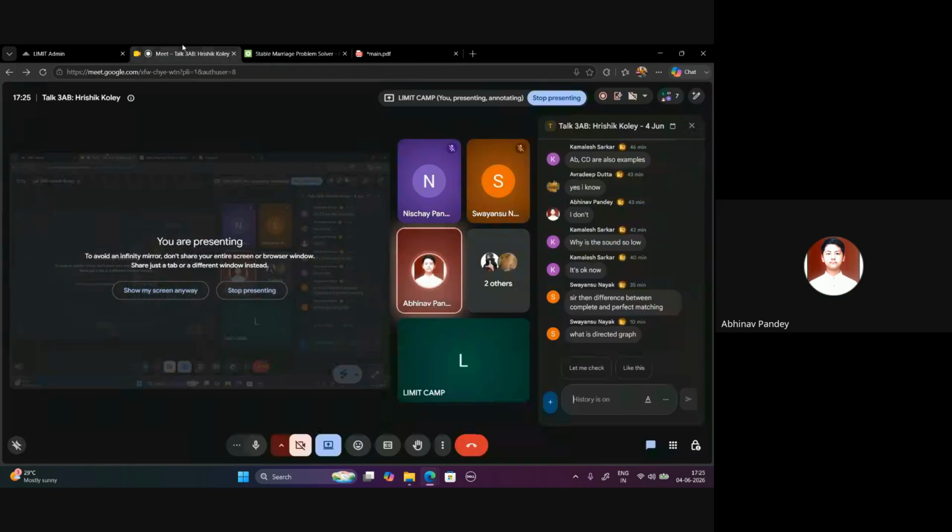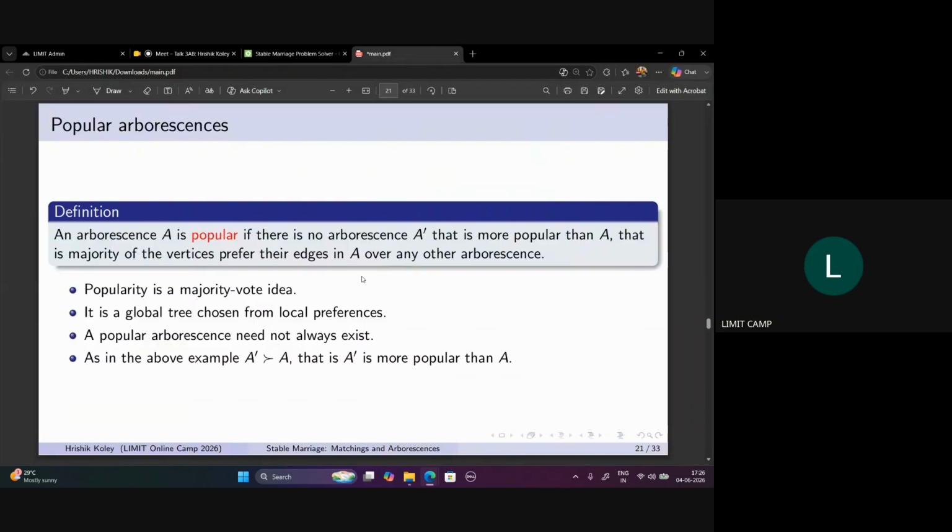Isn't it possible that two graphs are equally popular? Yes, two graphs can be equally popular. Yeah, no, go on.